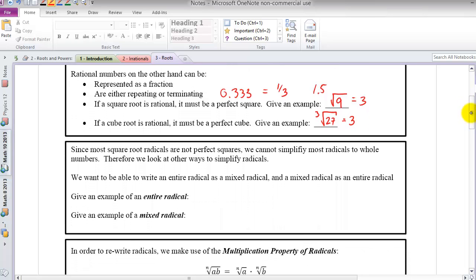Now, most square root radicals are not perfect squares, and we may want to simplify those radicals. So we're going to look at different ways to simplify radicals. And before we do that, we should be aware of two new terms: an entire radical and a mixed radical. So an entire radical is something like, say, the square root of 60, whereas a mixed radical could be like 3 root 5.